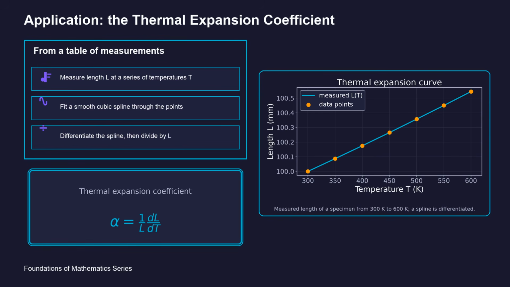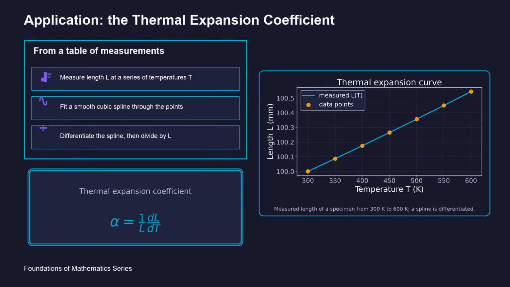Notice that the definition is a derivative, and that in laboratory work the starting point is often not an explicit formula, but a table. A column of temperatures and a column of measured lengths, in this case running from 300 Kelvin up to 600 Kelvin.